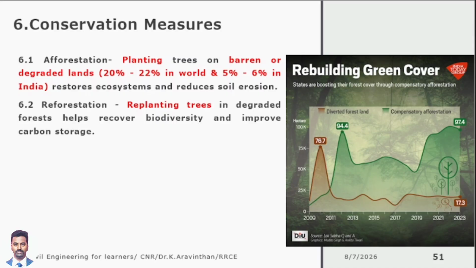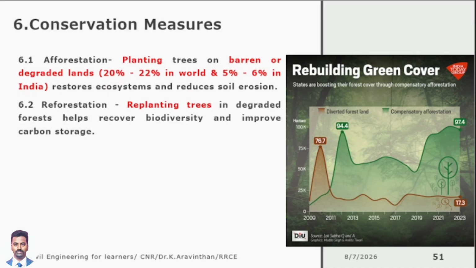You see in which year we have done the greatest deforestation? In 2011, 94.4 units were reforested. Currently it is having a good trend. So these are the conservation measures. Sir, how shall we protect this?